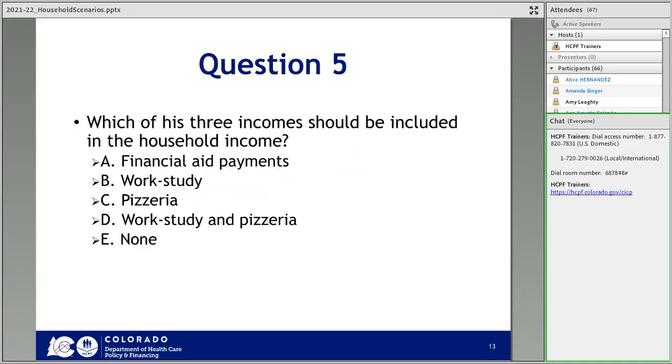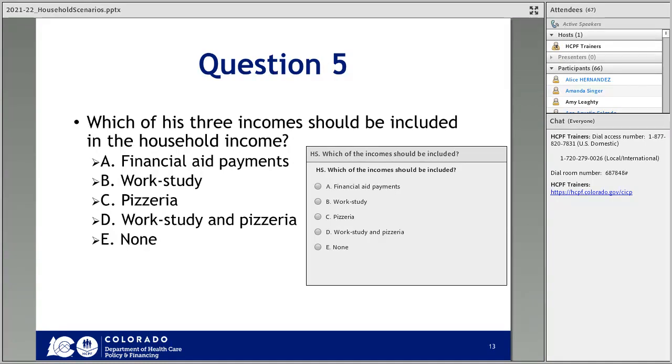So now that we've determined that he's allowed to be included in the household, which of his 3 incomes should be included in the household income? Should it be the financial aid payments, the work-study, pizzeria, the work-study and the pizzeria, or should none of them be included?